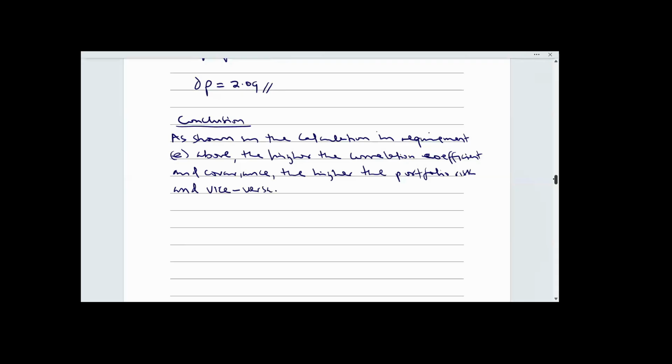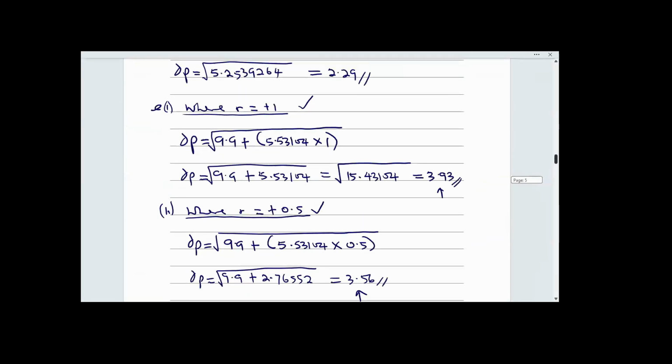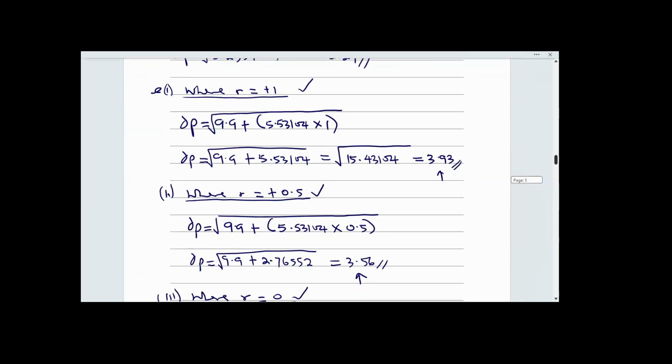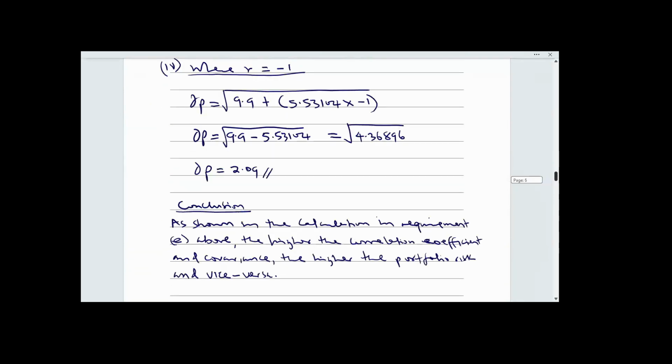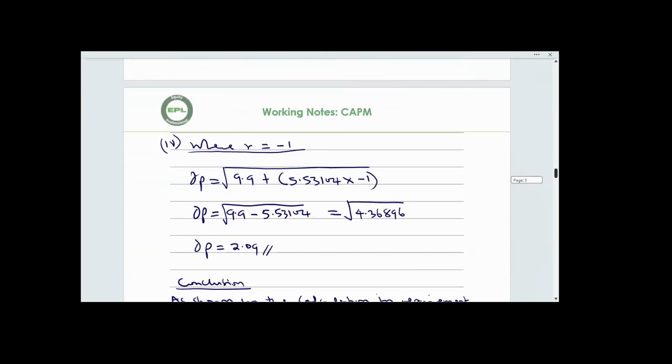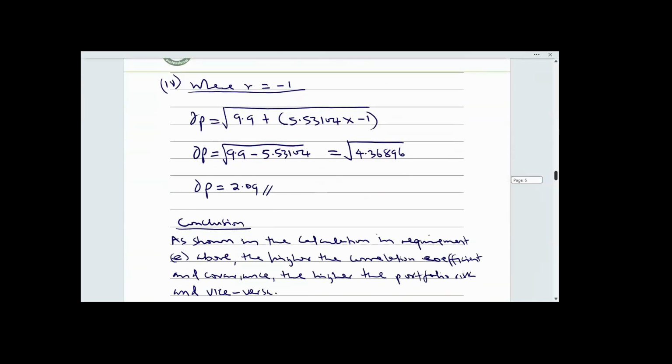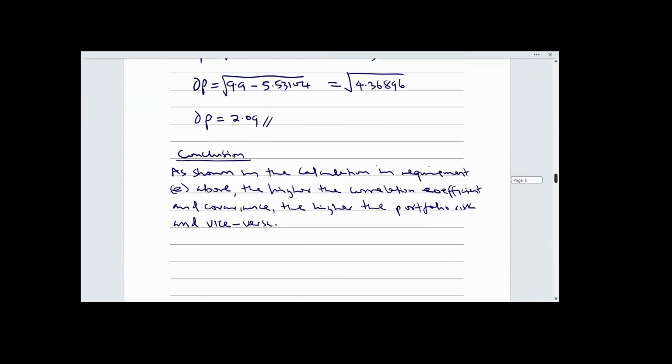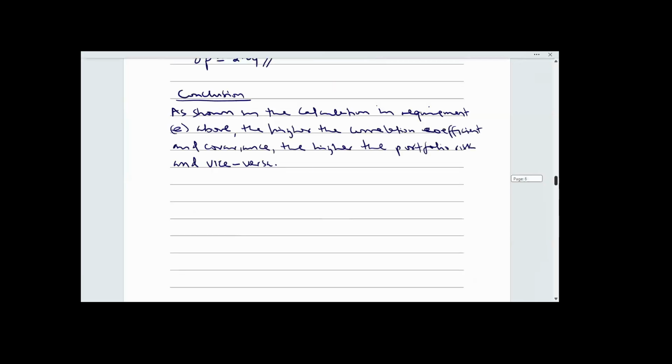When the correlation coefficient is perfect 1, the risk of the portfolio was high. We got 3.93. When the correlation coefficient reduces to -1, the risk of the portfolio also reduces to 2.09. That's the conclusion. All right. So that's the end of the question.